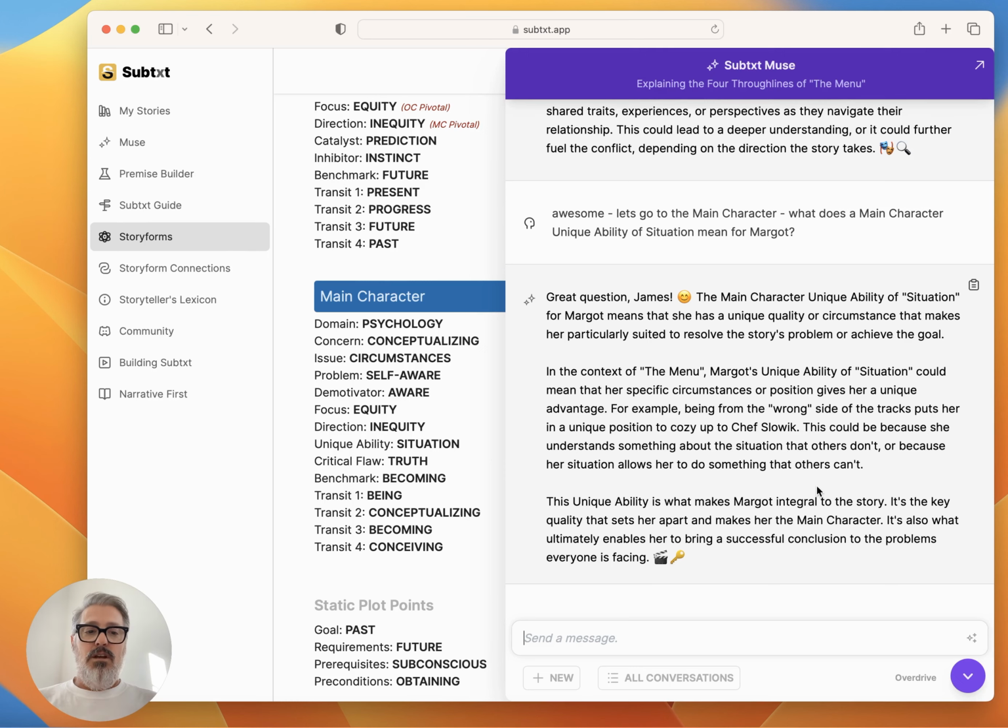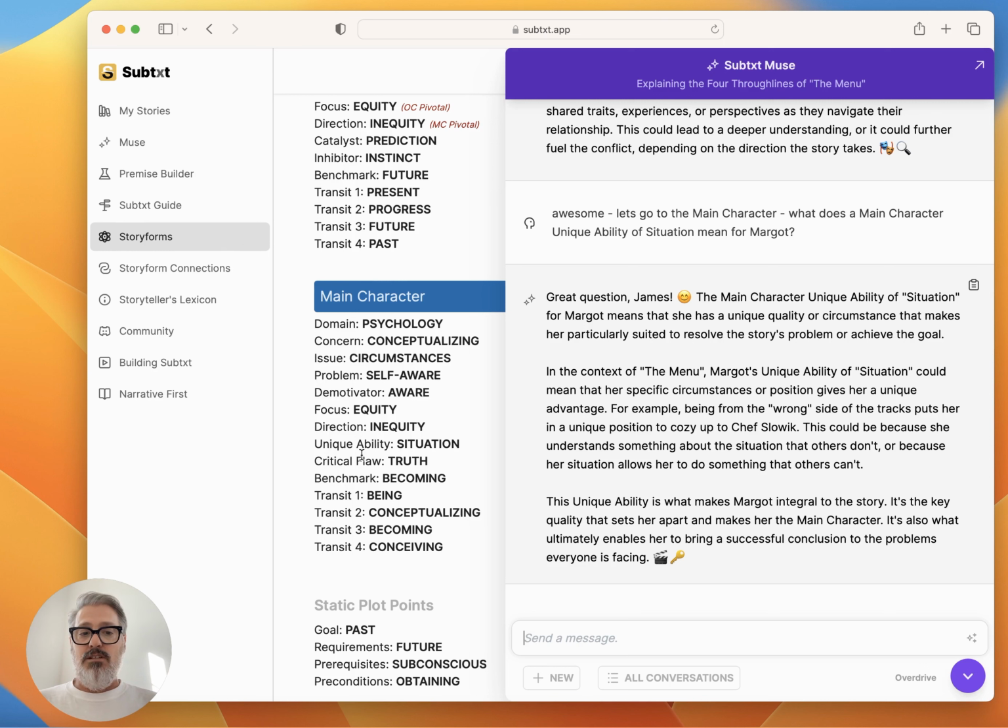Oh, for example, being from the wrong side of the tracks puts her in a unique position to cozy up to Chef Slowik. That's why she's the main character, and her unique ability that could possibly get everybody free is the fact that she's from the wrong side of the tracks, which is an illustration of situation. This is where I was raised. This is where I lived. My logistical situation in the environment gives me this unique ability where I can interact with this crazy psycho.